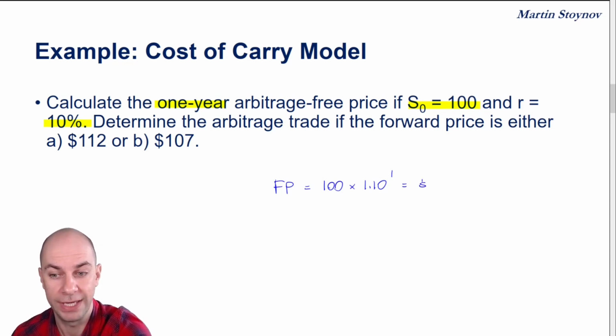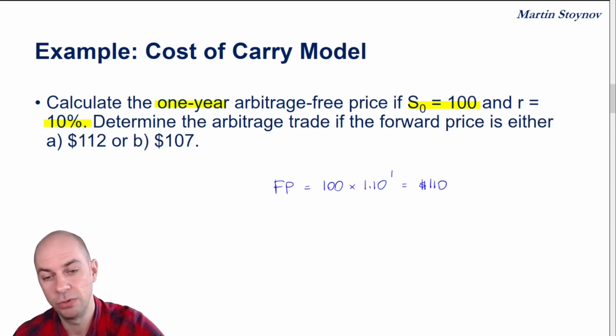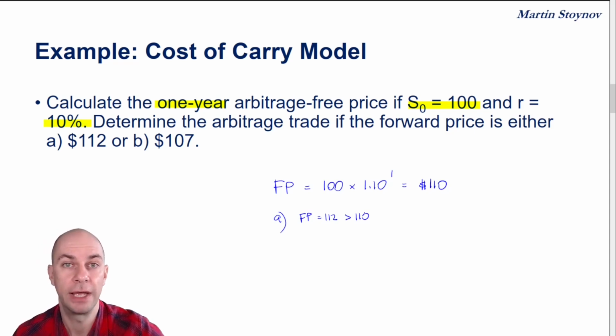And so here we are getting a theoretical forward price of 110. Now let's look at scenario A. In scenario A, the forward price is actually 112, and that is greater than the theoretical price of 110. So one could therefore conclude that the market price of the forward is too high.